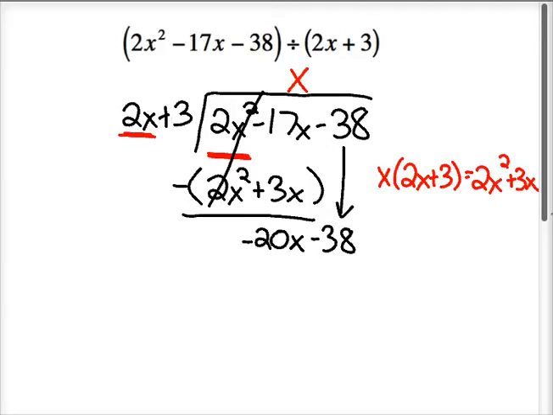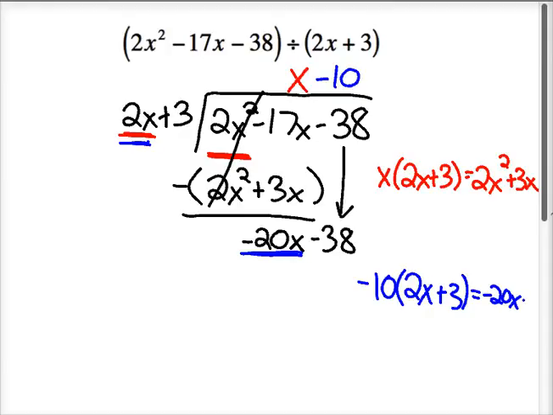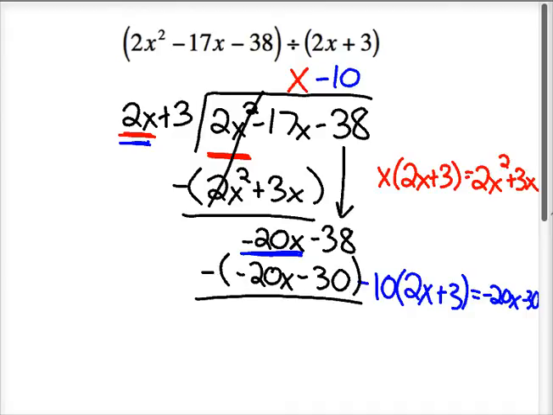And I'm going to play this game again. So I need to figure out what can I multiply 2x by to cancel a negative 20x. Well, the x is already set, okay? But in order for 2 to cancel negative 20, I need to multiply by negative 10. So I take that negative 10 and I multiply the whole thing by it. So I distribute that through, so I get negative 20x minus 30. Right? Now I take that and I'm going to write this underneath it. So negative 20x minus 30. And I'm going to subtract it off.